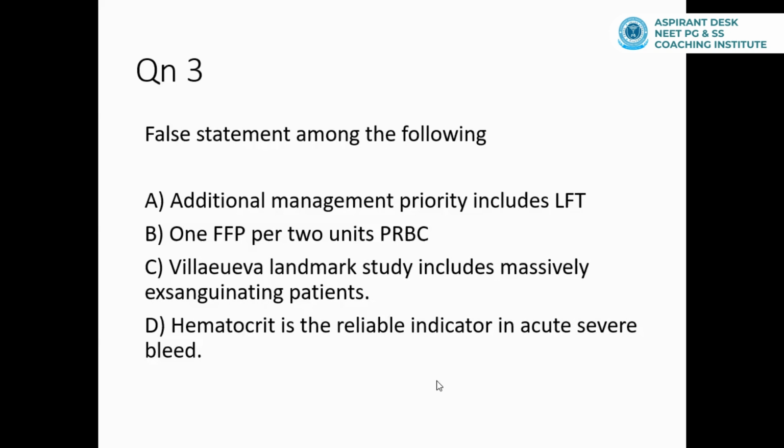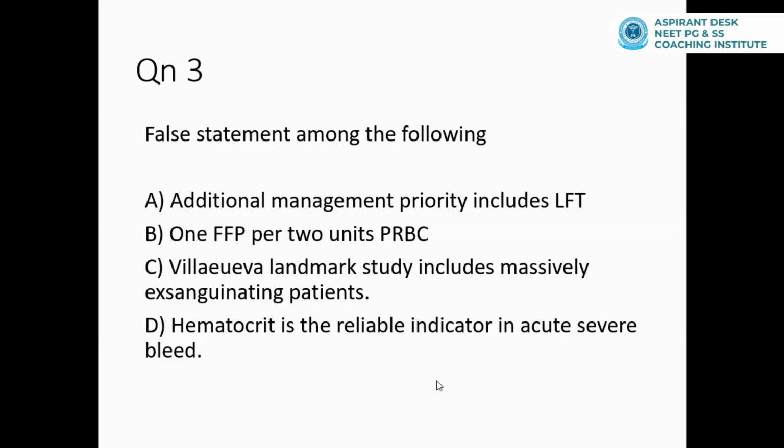The third option is about a landmark study. The Villanueva landmark study includes massively exsanguinating patients. This is a study mainly for restrictive transfusion. The fourth option is that hematocrit is the reliable indicator in acute severe bleed. So which is the false statement among the following?